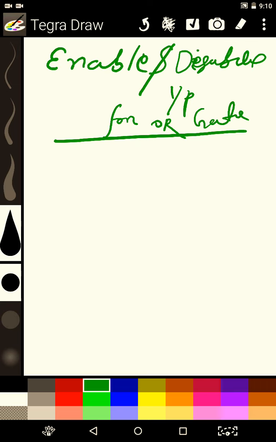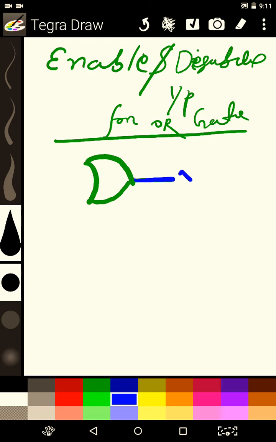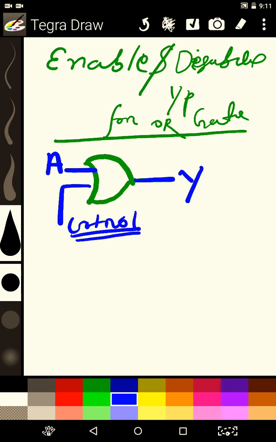Now let's say this is the OR gate. This is the output Y. This is the input A. This is the controlled input, the control terminal. One thing you have to remember is that in the control terminal, if we give 1 as an input, we get output Y as 1, then the output will always be 1.